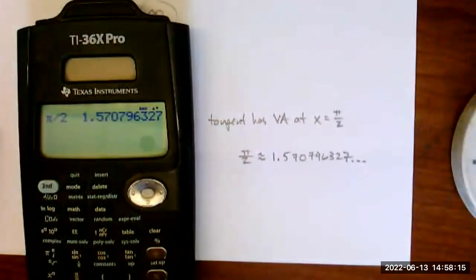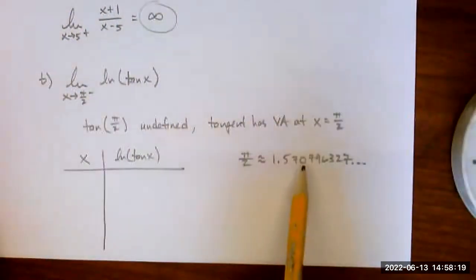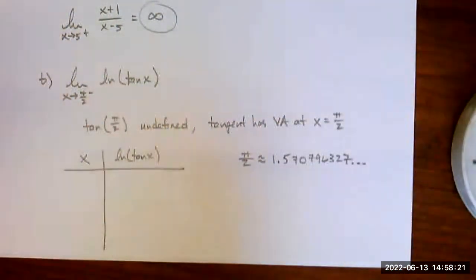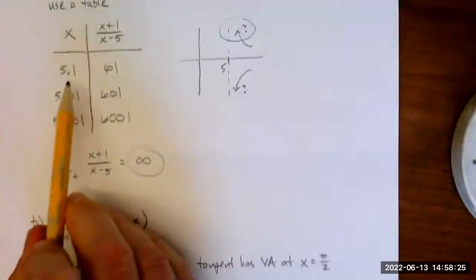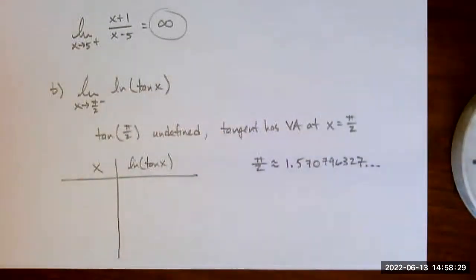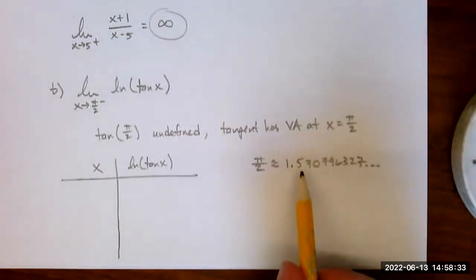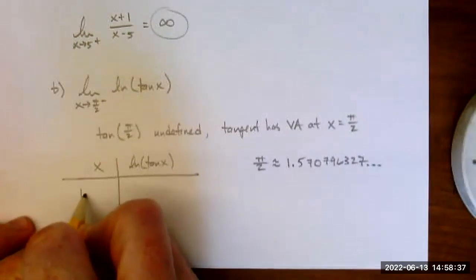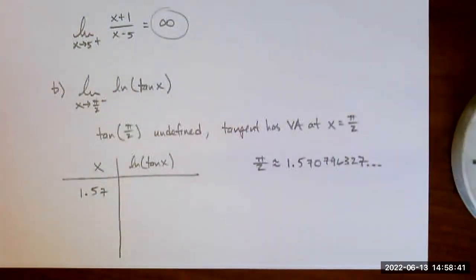We're just going to have to take values approaching from the left side, a little bit smaller. It's not necessarily going to be the same pattern, but that's okay. Here's what we can do. If this is pi over 2 and I want to take numbers a little bit less, why don't I just take the first few decimal points, 1.57? That's a little bit less than the actual pi over 2.